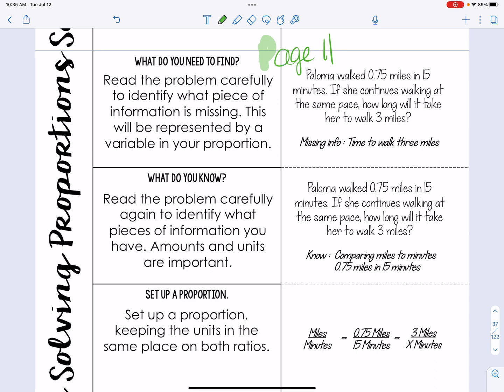It says read the problem carefully and identify. So they have a problem over here. Paloma walked 0.75 miles in 15 minutes. That goes together. If she continues walking at this pace, how long will it take to walk 3 miles? So what's the missing info? Well, she's trying to figure out how long. And so then what do you know? I highlighted it, right? You know 0.75 and you know 15 minutes and you know that she's going to go 3 miles. So how long will it take?